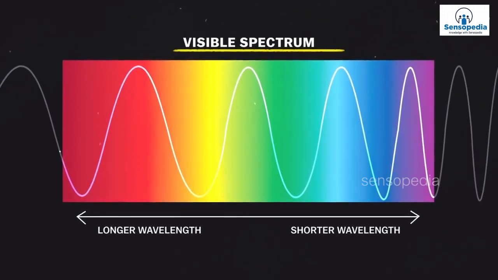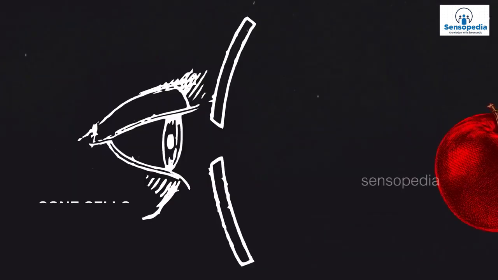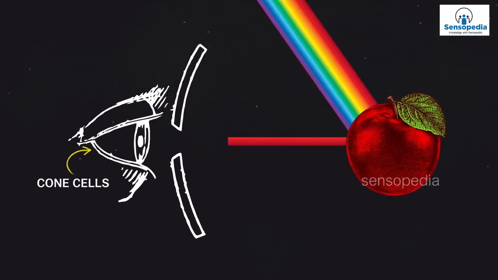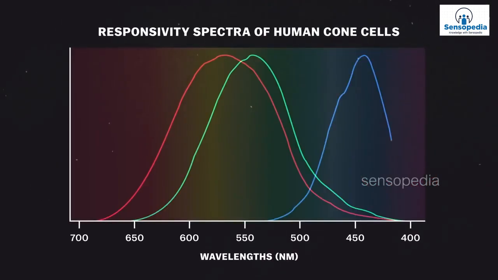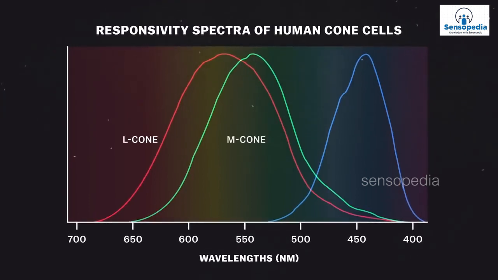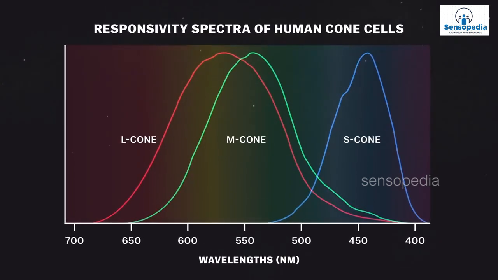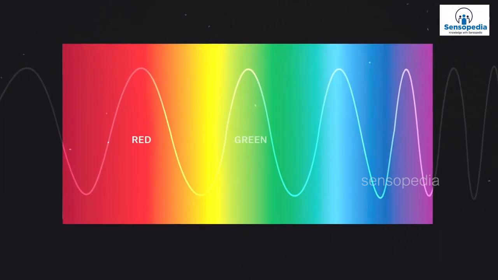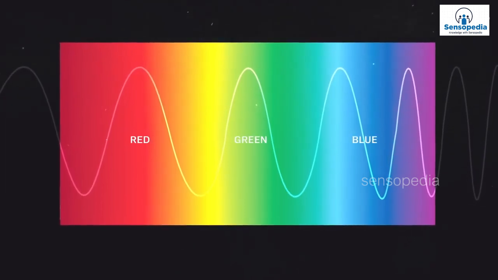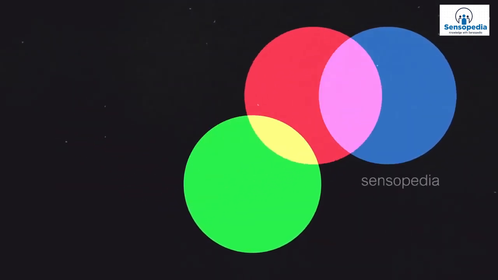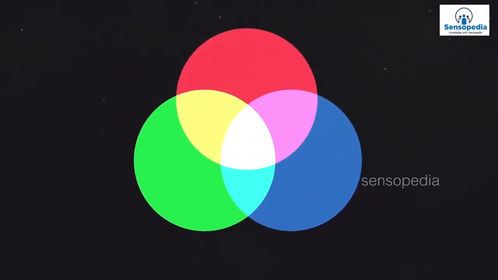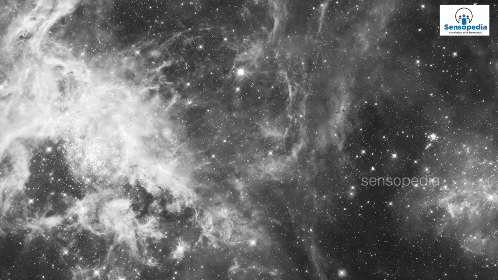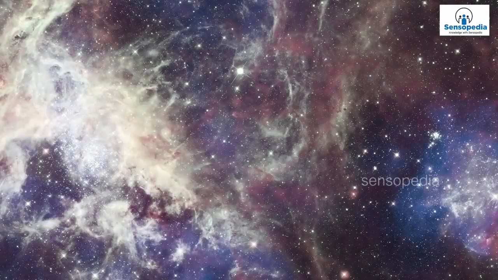This is called the visible spectrum, and we see it because cells in our eyes called cones interpret light reflecting off of objects. We have 3 different types of cones that are sensitive to long, medium, and short wavelengths of light, which roughly correspond to red, green, and blue on the visible spectrum. These are the primary colors of light. Every other color is some combination of these 3. And that combination is the guiding principle in colorizing black and white images.